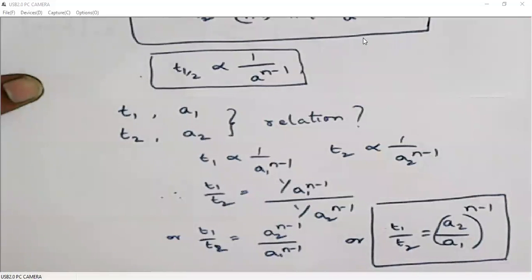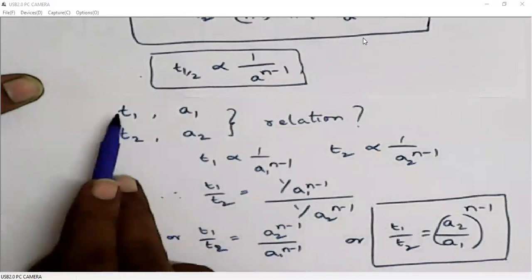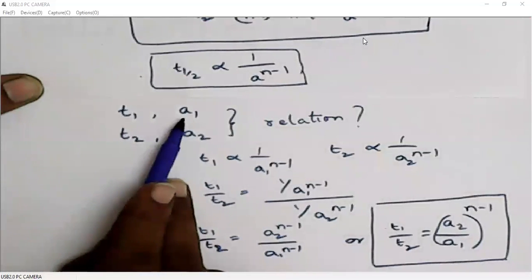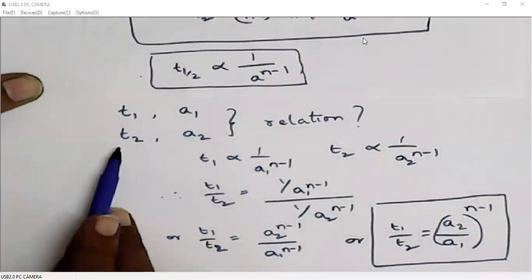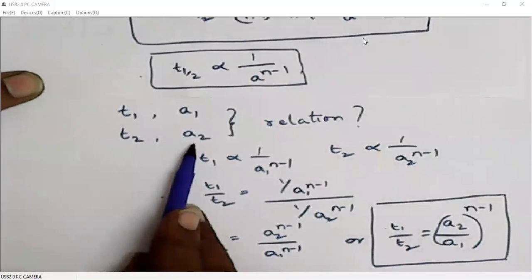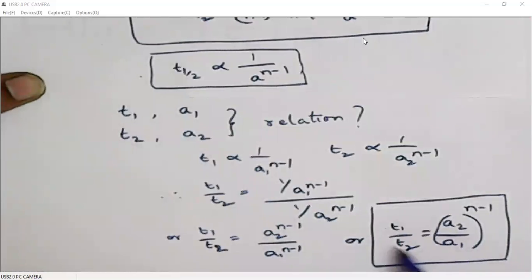This is a generalized equation. If we know T half of the first reaction, initial concentration of the first reaction, T half of the second reaction and initial concentration of the second reaction, then we know all these terms except n. So when we substitute these quantities in this equation, we can determine the value of n, so that we can determine the order of the reaction. Now we will see some problems on nth order reactions.